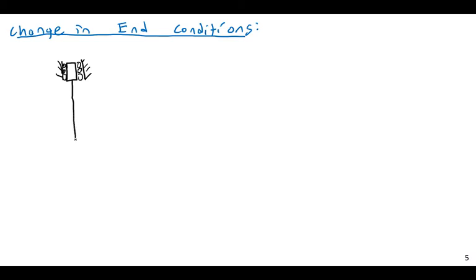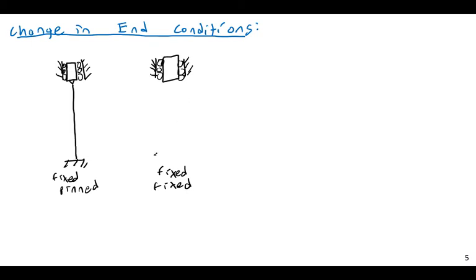So say I have a fixed pin. I'm going to call this fixed pin. There's a pin up here, and then it's fixed right at the ground. So this is fixed pinned. Or I could have a fixed fixed. Maybe you have something like this, again my funky roller thing here. It's basically a movable fixed support, but it's still going to be fixed. So like this, fixed, fixed.